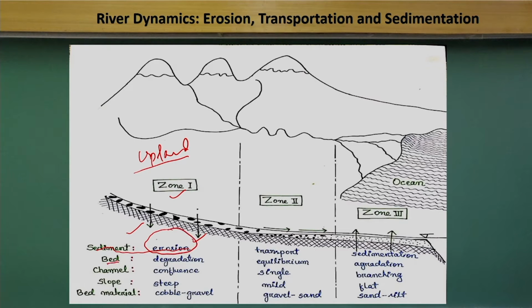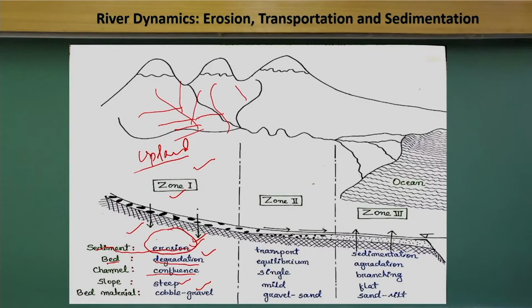The river bed conditions will be degradation. That means more and more deepening of channels will happen. The channels will have more confluence zones, where many tributaries are joining each other. So you can see many confluence zones when you look at this upland hilly area. From the hill slopes originate the water and the sediment flow. Here is a steep slope, and most of the bed materials in the river will be gravel or cobbles.